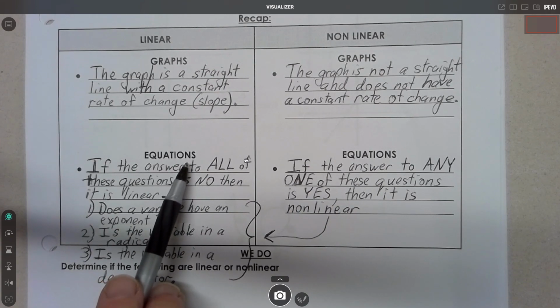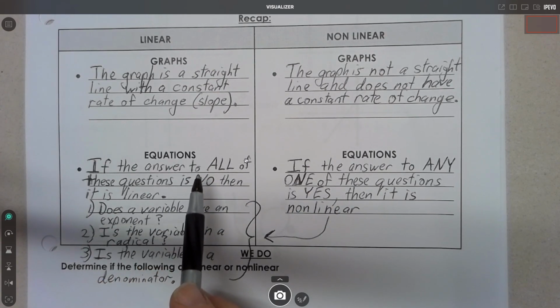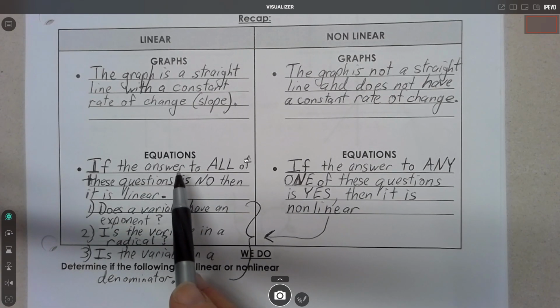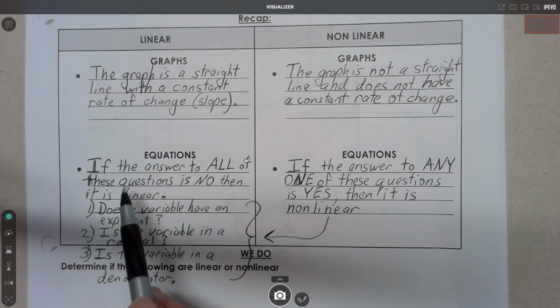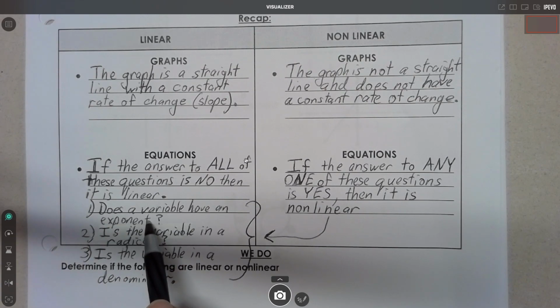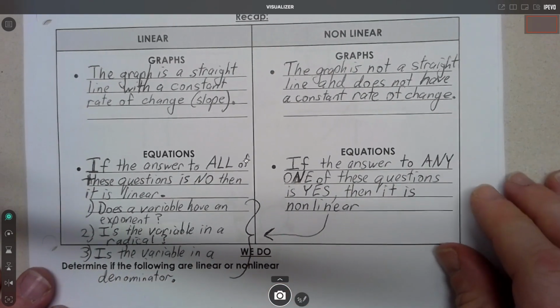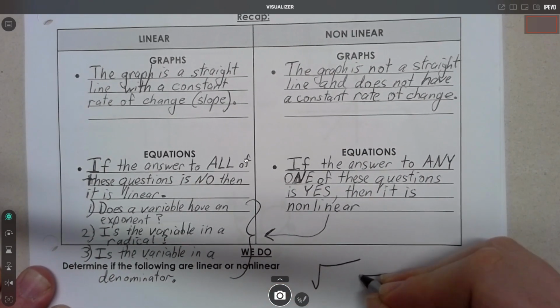To determine if an equation is linear, ask yourself the following questions. Okay? So if the answer to all of these questions is no, then it is linear. Remember, all of these questions have to have an answer of no in order for a relationship to be linear. So the first question we ask is, does the variable have an exponent? If it's no, great, move on to the next question. Is the variable in a radical sign? Remember, a radical sign is a square root sign. Okay, so I'm just going to put this down here. This is a radical.